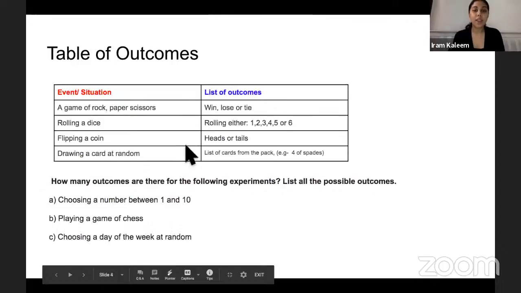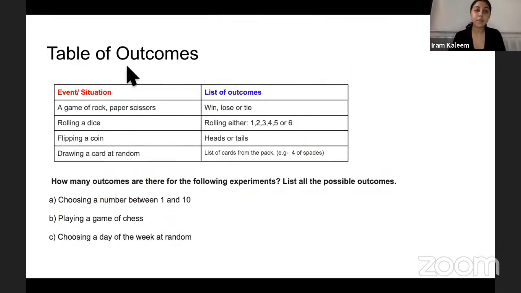Now, what I've got here is the table of outcomes that we had from the first session, which gives us some situations and the list of outcomes. Because if you remember, we were listing outcomes for quite a while for many different situations. So we've got our 2 most popular examples here. If you roll a dice, the list of outcomes is 1, 2, 3, 4, 5, or 6. That's all the possible outcomes. Flipping a coin, heads or tails. Game of rock, paper, scissors, win, lose, or tie.